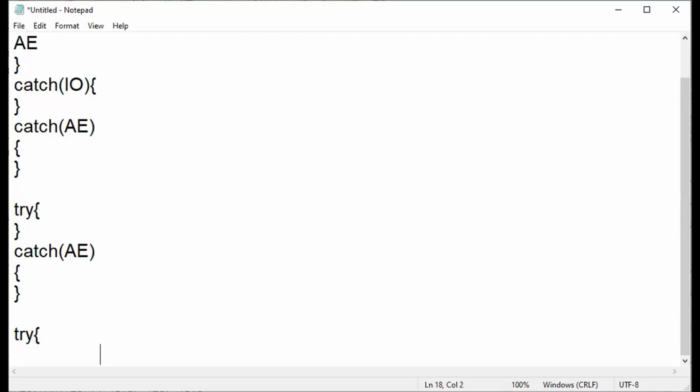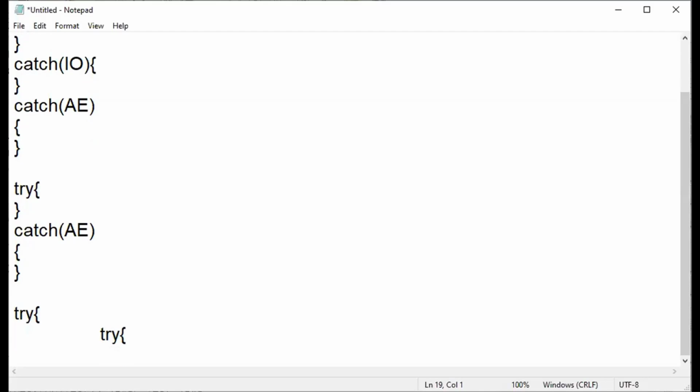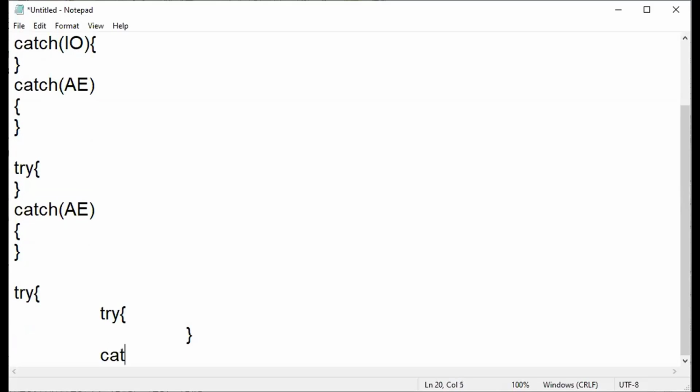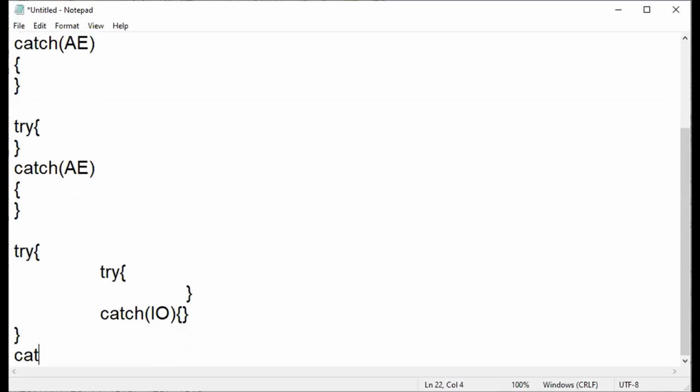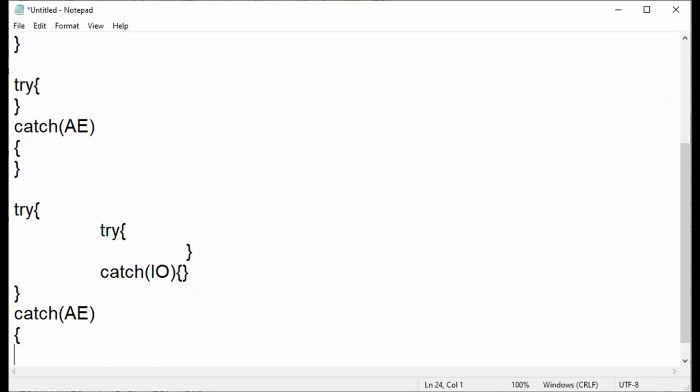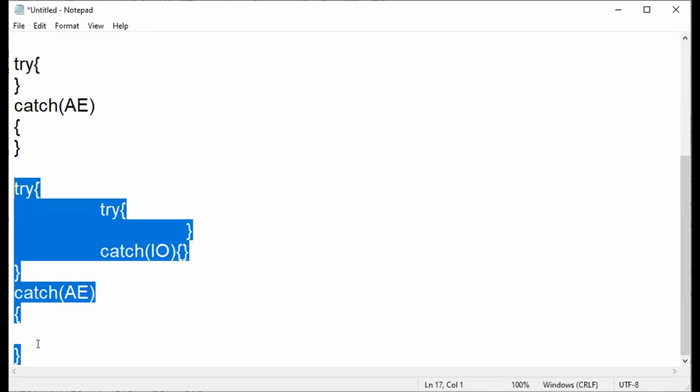Within this try block, I can write one more try block. Now with respect to the innermost one, I can specify one catch block, let it handle IO exception. But the exception raised might be AE, so let this exception be handled outside of this catch block. Now how many times am I writing that catch block? Only one time. But that outer arithmetic exception catch is now applicable with respect to the inner try as well as the outer try. Understood the difference?